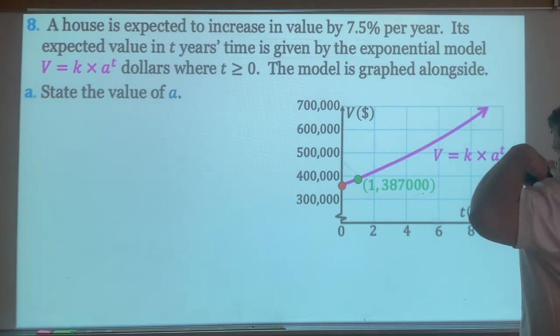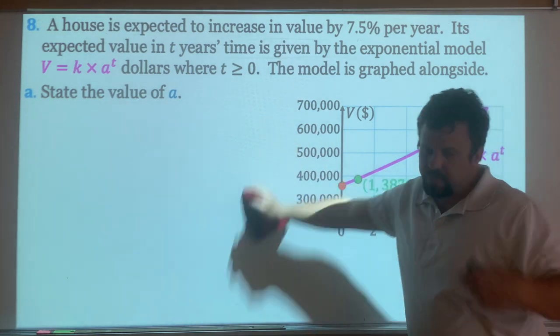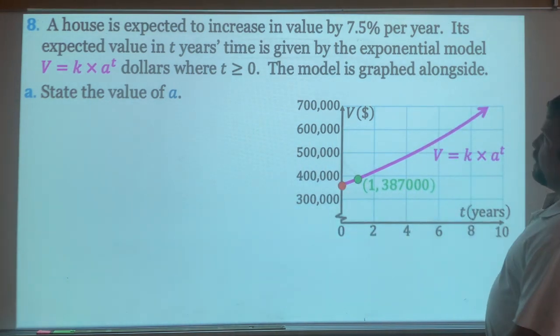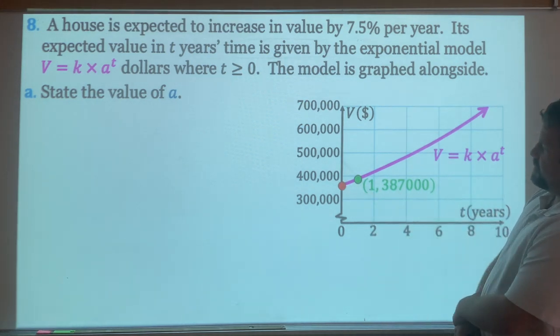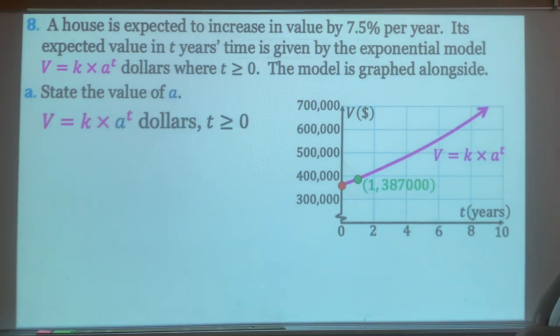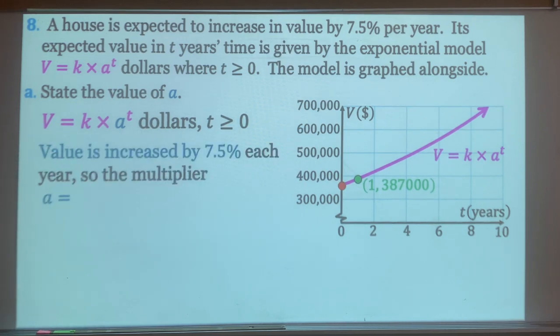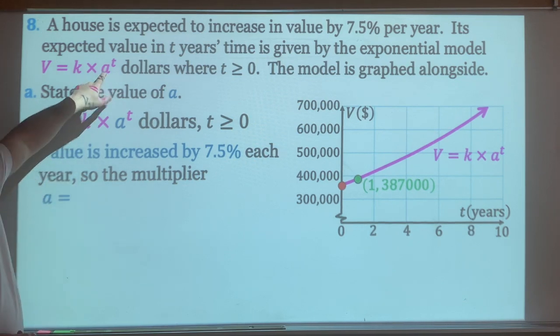So the first thing we're going to do is find the value of A. We have 2 points here to help find these answers. So V equals K times A to the T dollars, and T is greater than or equal to zero. That's how we're starting. So what does this mean? The value is increased every year by 7.5%. So what's our multiplier going to be?